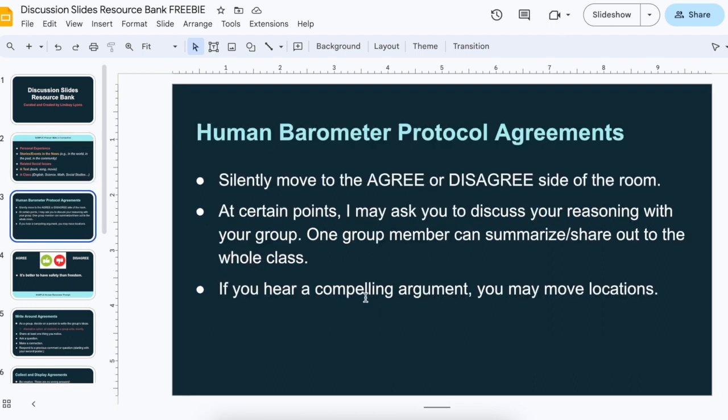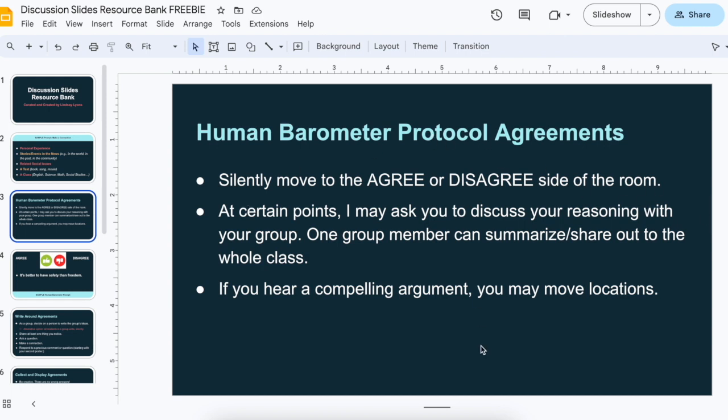I also like human barometer, or sometimes I call it human thermometer, depending on your students and if it causes an extra level of challenge to just describe barometer, then definitely call it what you'd like. This is where people move to one side of the room, agree, disagree.